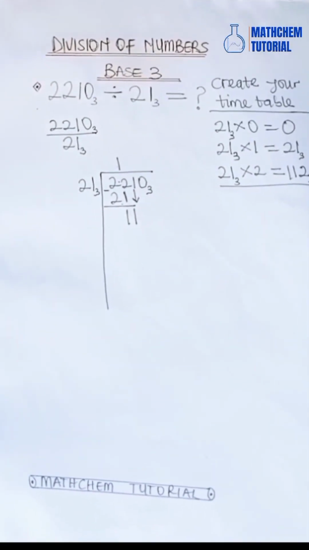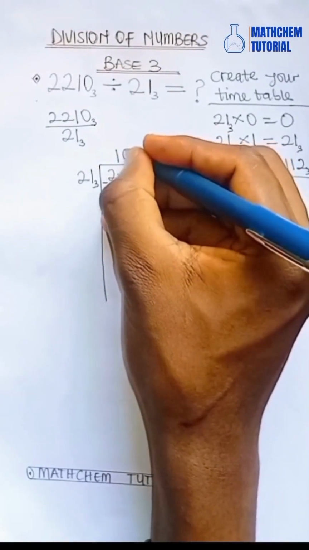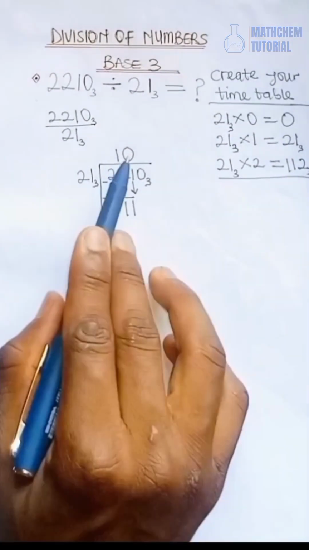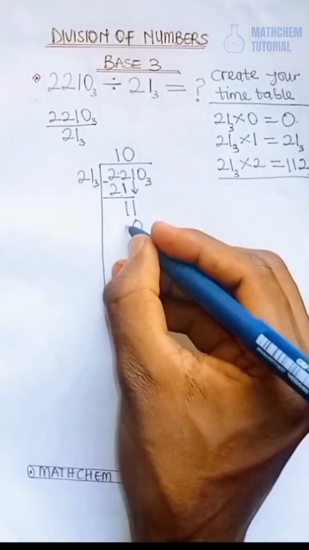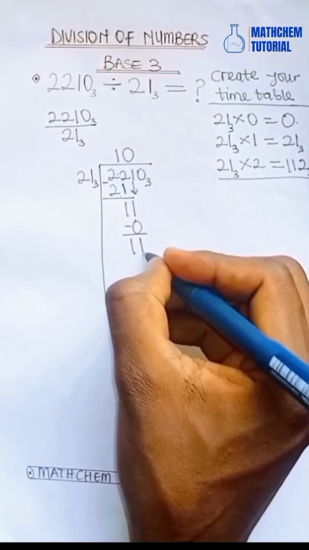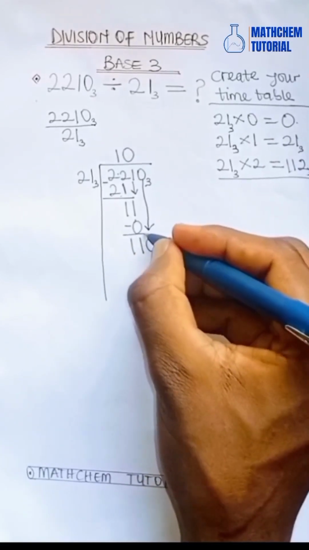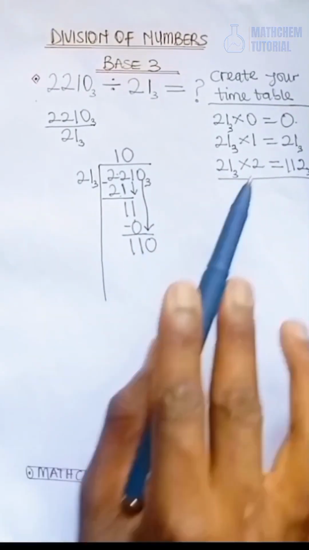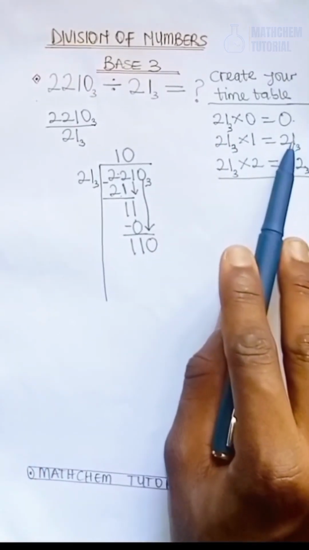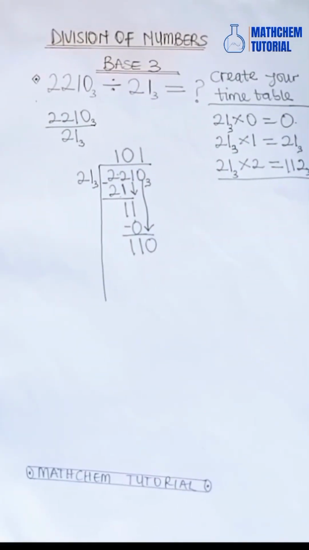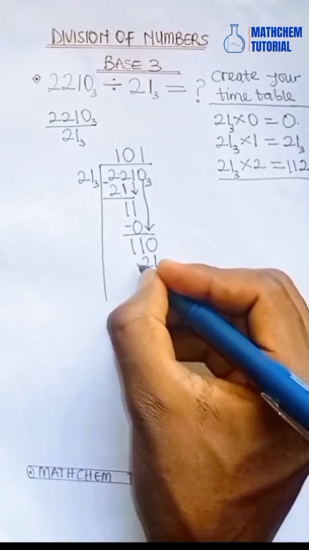Bring it down. How many 21 can we see in 1? That is impossible, so it is going to be 0. Therefore 0 times 21 gives us 0 from our table. If you subtract it, that still gives 1. Bring down the last digit, which is 0, and that makes it 110. How many 21 can we see in 110? From the table you can see that it falls on 1. So you write the 1 up, then 1 times 21 gives 21.